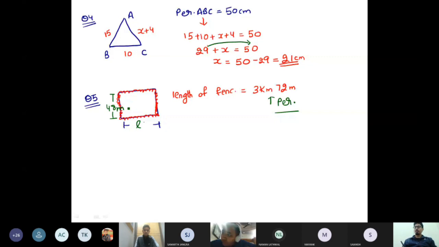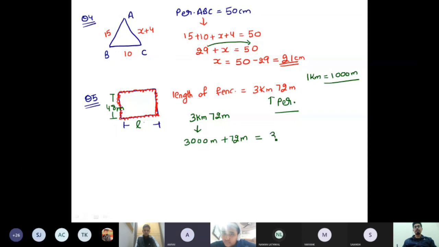Okay. What we have to do, we have to find out the length. So first of all, students, we will convert this perimeter into meter. 3 kilometer means how much meter? 1 kilometer is the same as 1000 meter. So 3 kilometer means 3000 meter, and 72 meter also. It will be 3072 meter. So the perimeter is 3072.